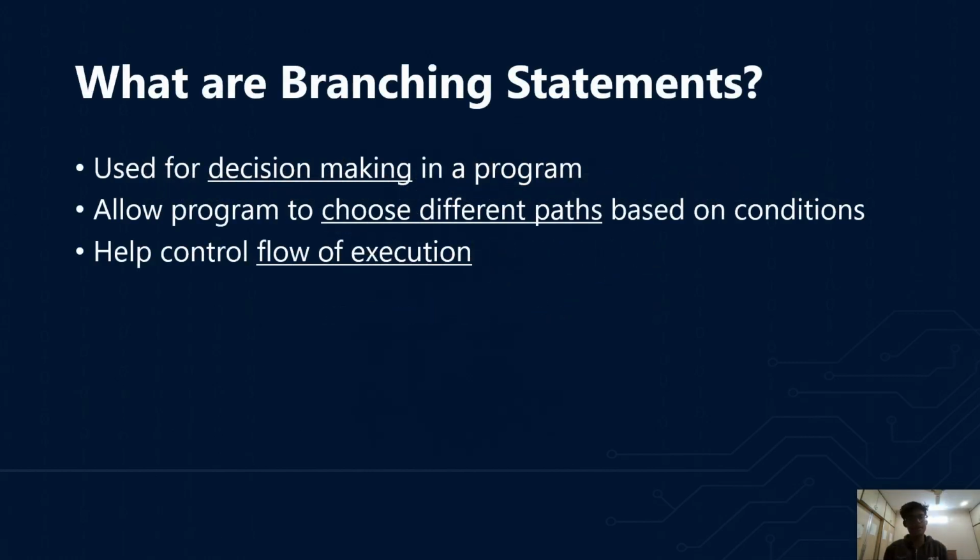What are branching statements? A branching statement in C is used to control the flow of execution depending on the result of a condition. It helps the program perform different actions for different inputs or situations. Without branching, a program would just run line by line, but with branching, it can think and act logically.